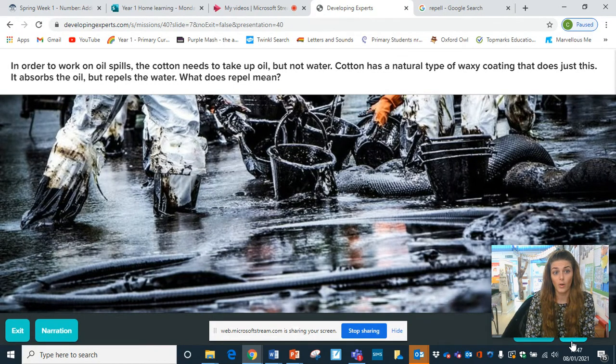In order to work on oil spills, the cotton needs to take up oil but not water. So cotton has a natural type of waxy coating that does this. So it absorbs the oil but repels the water. So have a think, what does repel mean? You can pause here and have a think. And repel just means the opposite to absorb. So it doesn't soak up the water, it moves away from it.